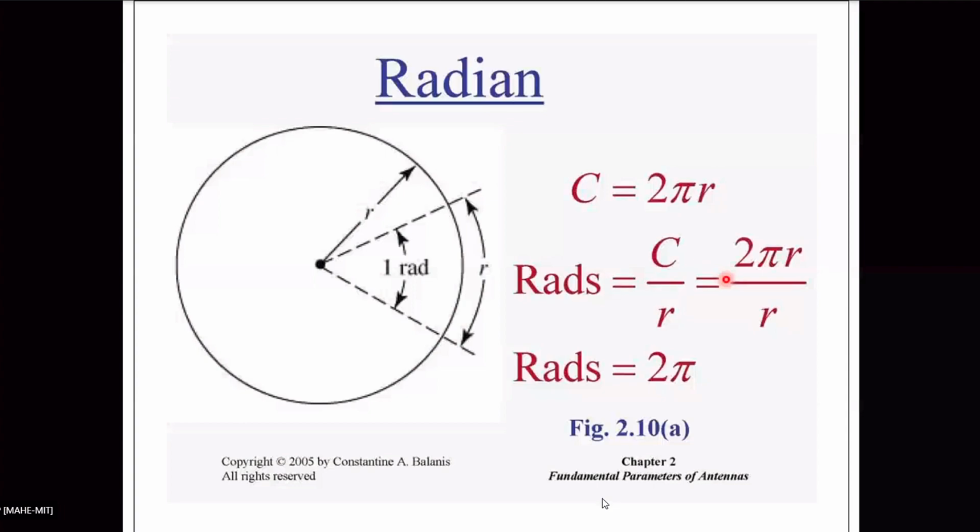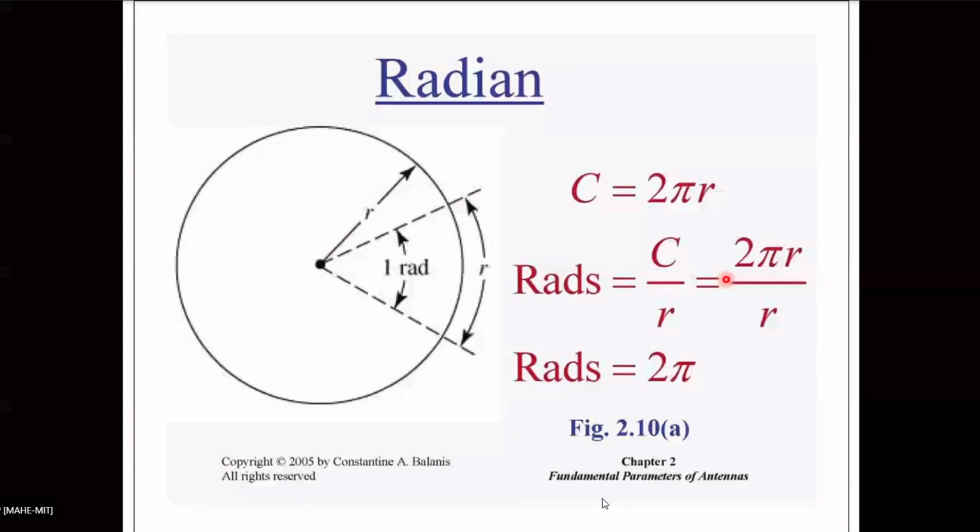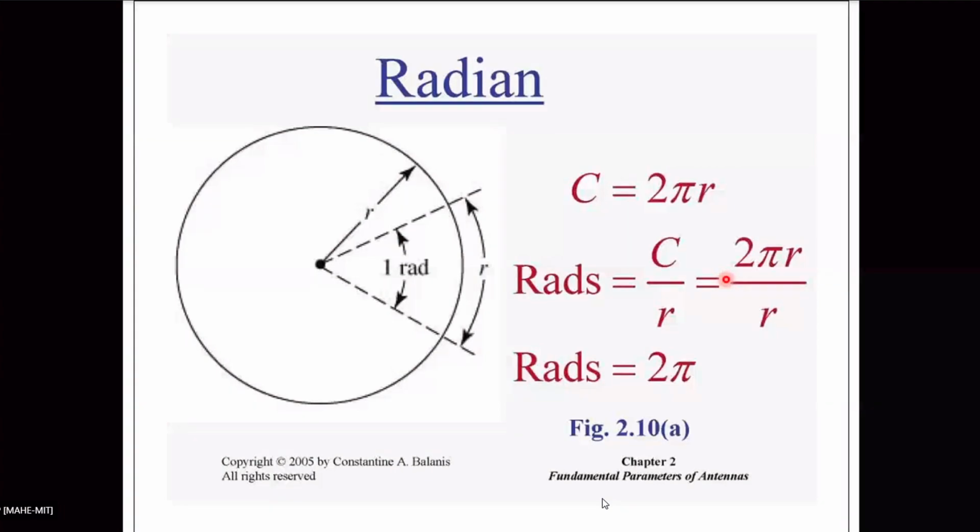For the measure of plane angle, 1 radian is defined as the plane angle with its vertex at the center of a circle of radius r that is subtended by an arc whose length is r. For a full circle, you have circumference 2 pi r, so 2 pi radians. Next slide.